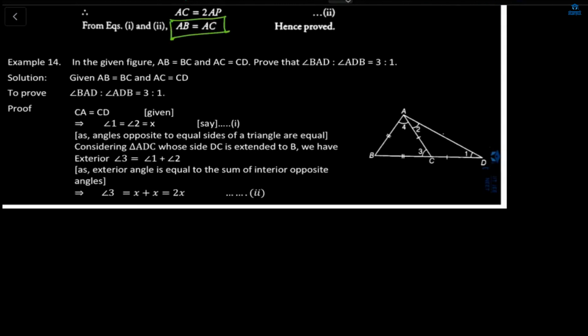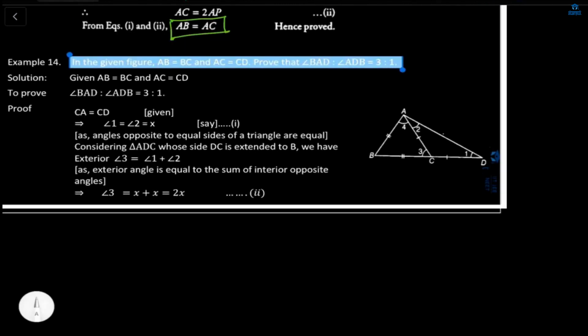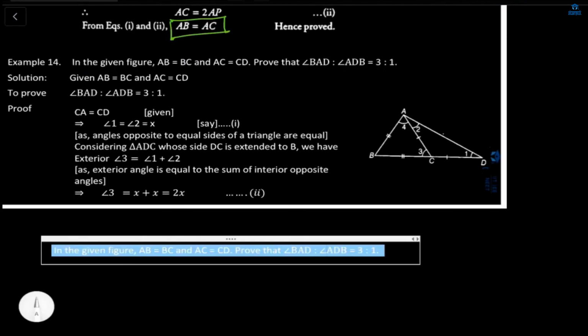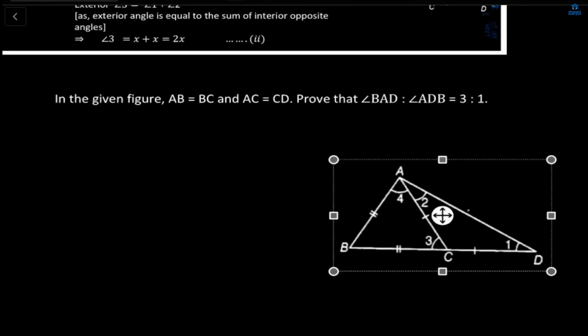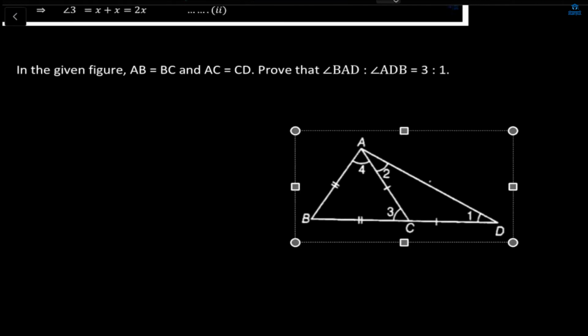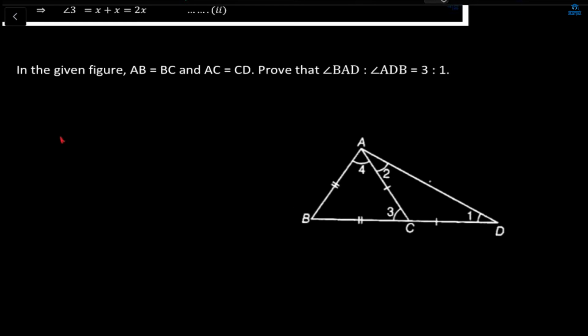Now, let's copy this question. It's already time, so I will do it quickly. Now if you see here, what is written in the given figure? In the given figure, AB is equal to BC. It is given AB is equal to BC, already marked.